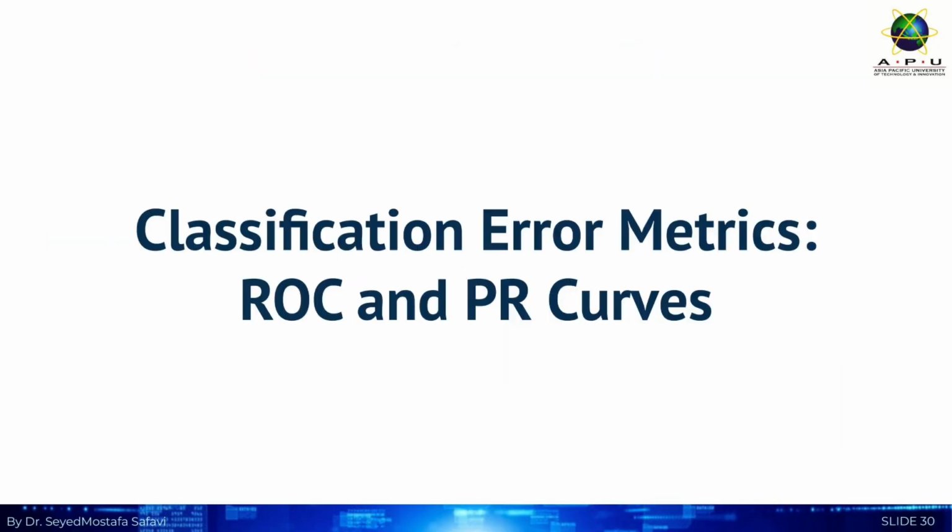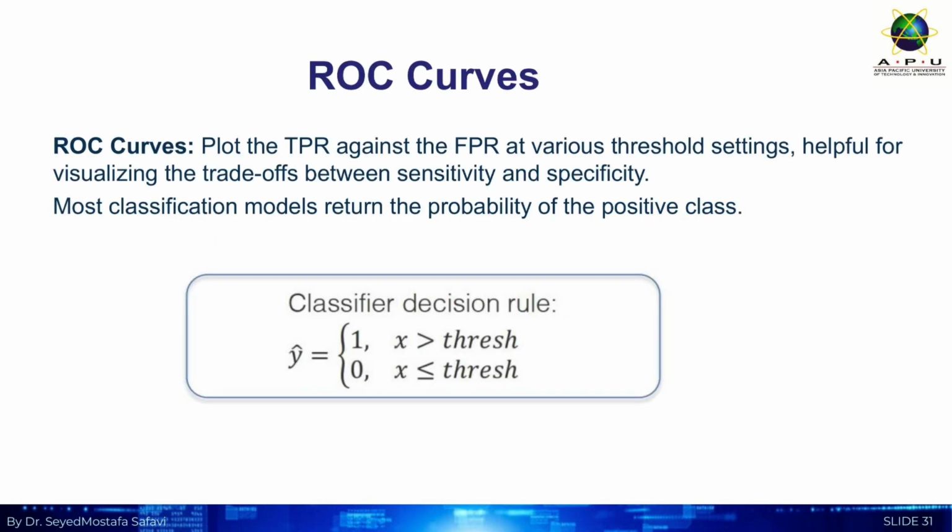Beyond the matrix, we have 2 powerful curves that help us visualize performance across all possible thresholds, the ROC curve and the precision recall curve. The ROC curve is all about trade-offs. It plots the true positive rate, your safety net, against the false positive rate, your false alarm rate, as we adjust the model's threshold. It's a great way to visualize the balance between sensitivity and specificity.